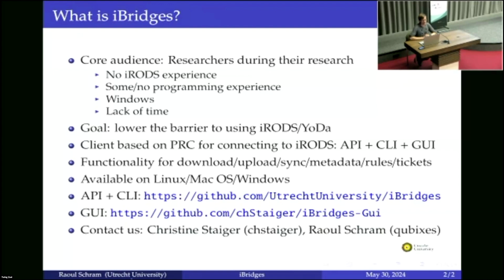Our client has three components. The core component is the API, which is basically a simplified version of the Python iRODS client. On top of this API, we built a command line interface, which is not very big, maybe 200 lines of code. Then Christine also built the GUI on it. Before iBridges it was just one project, but now the GUI is separated into its own repository. We have functionality for downloading, uploading, synchronizing, metadata, rules, and tickets.